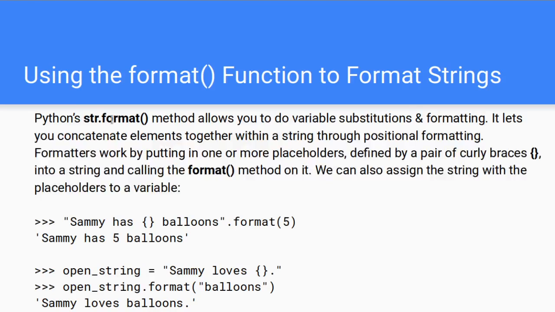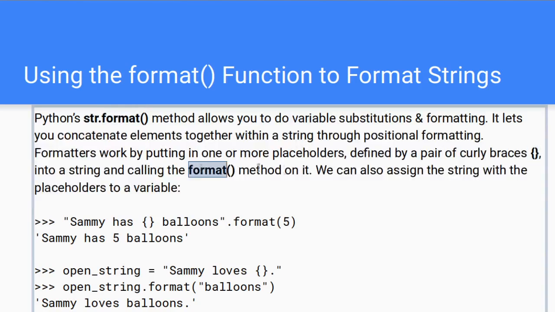Python's format method on the string object allows you to do variable substitutions and formatting. It lets you concatenate elements together within a string through positional formatting. Formatters work by putting in one or more placeholders, defined by a pair of curly braces, into a string and calling the format method on the string. We can also assign the string with placeholders to a variable. So in this case, here's our string. This is the placeholder right here. This is not a dictionary. Inside of a string, it's a placeholder.